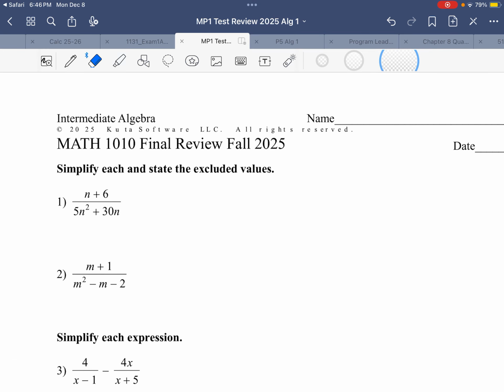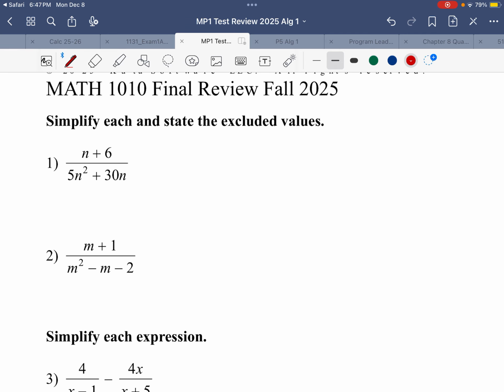Okay, this is the first part to our final review. For number 1, they're asking us to simplify and to state the excluded values. I'm not going to worry about the excluded values part, but they're talking about any scenario where you would be dividing by 0. So if our input was going to be 0.